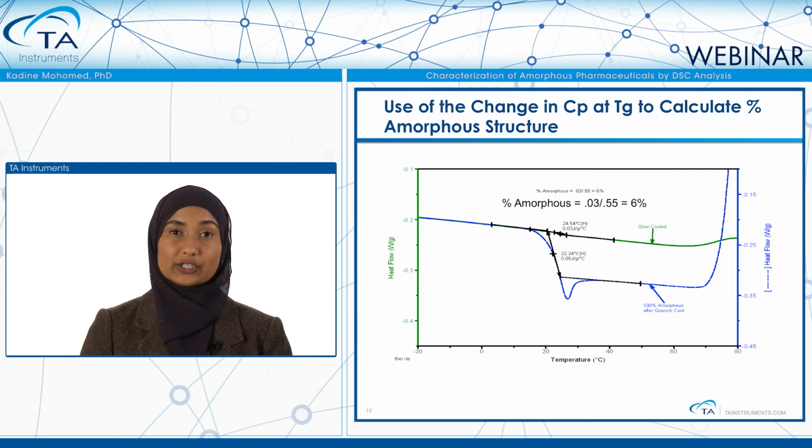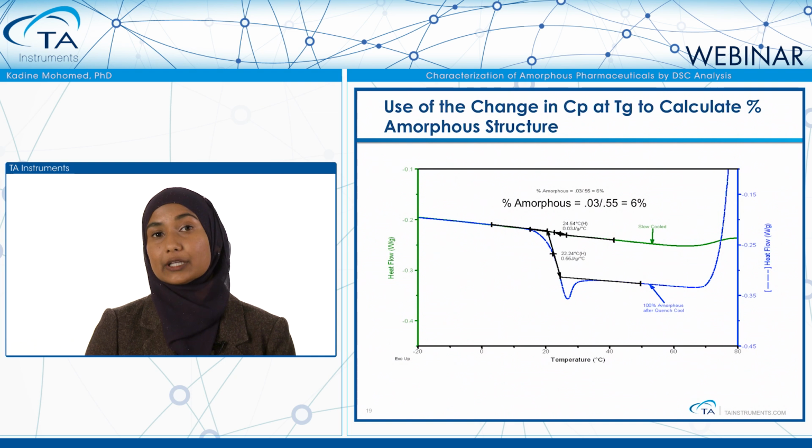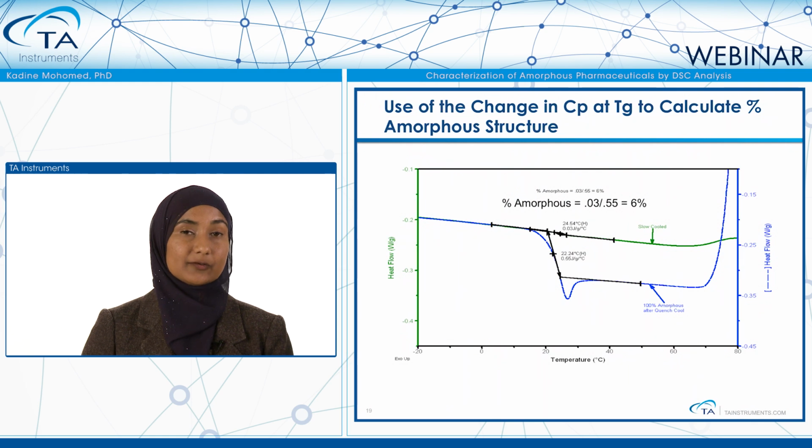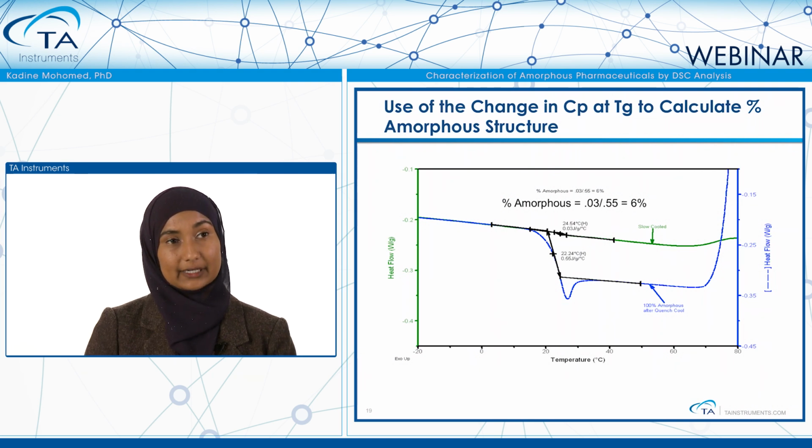If I have a sample of which I would like to know the amorphous content, let's say that sample would be the green line. Notice that's a sample that has been slowly cooled from its molten state. So as we slowly cool a material, if it has the tendency to crystallize, we allow that material to crystallize. And therefore, at the end of that cooling process, we may have a material that is more crystalline and less amorphous. And the step change associated with the glass transition, which occurs at 24 degrees Celsius, is very small. Notice that it is 0.03 joules per gram degree C.